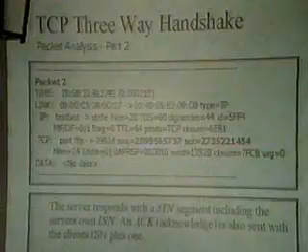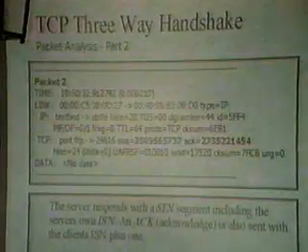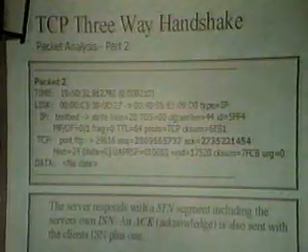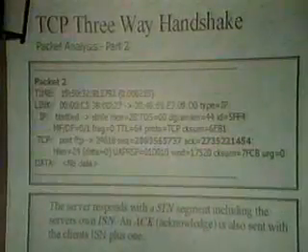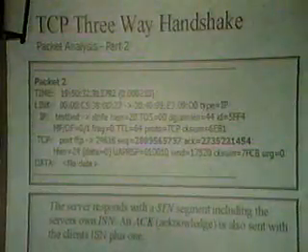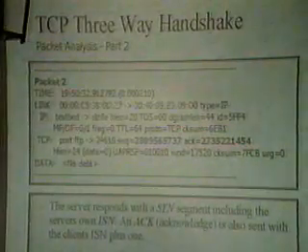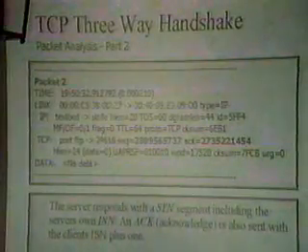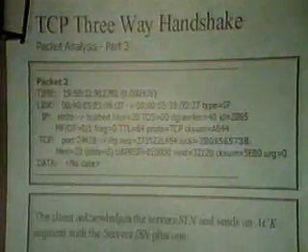Part 2 of the handshake. The server responds with a SYN segment, including the server's own ISN, which is in blue, the last four being 5737. An acknowledgement is also sent with the client's ISN plus 1. So as you can see, that did increase by 1. It's at 1454 now. It was originally at 1453 when we first initiated this connection.